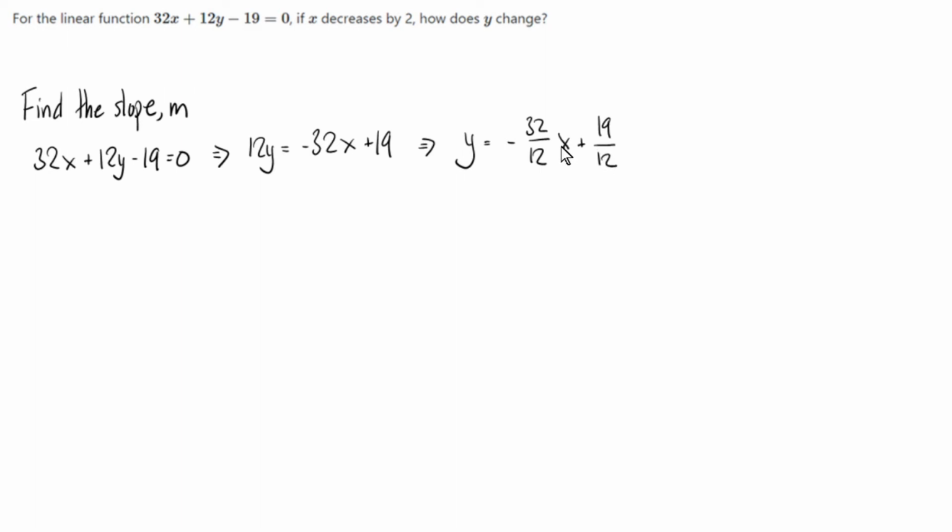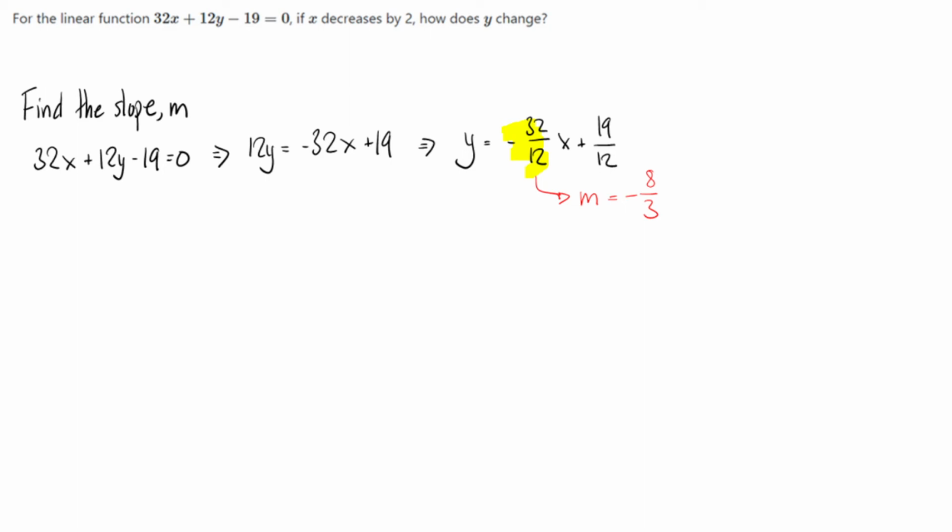And this can be reduced, so this is our slope here. So the slope equals, 32 over 12 can be reduced to negative 8 over 3. Okay, so that's our slope.